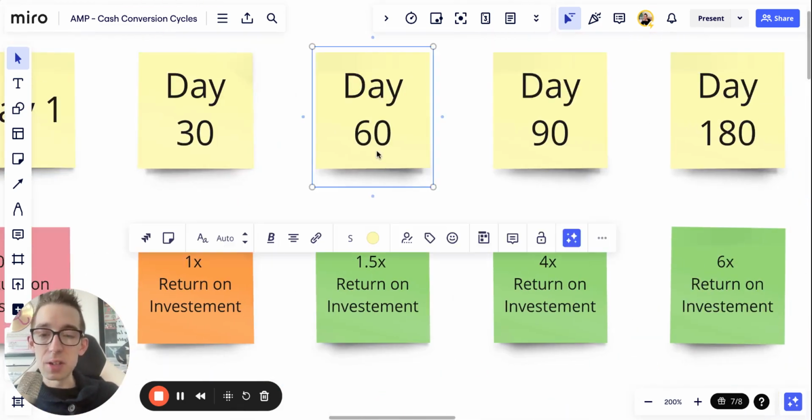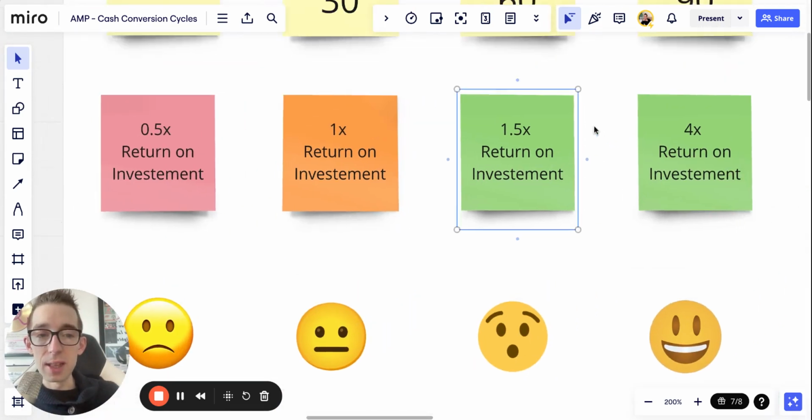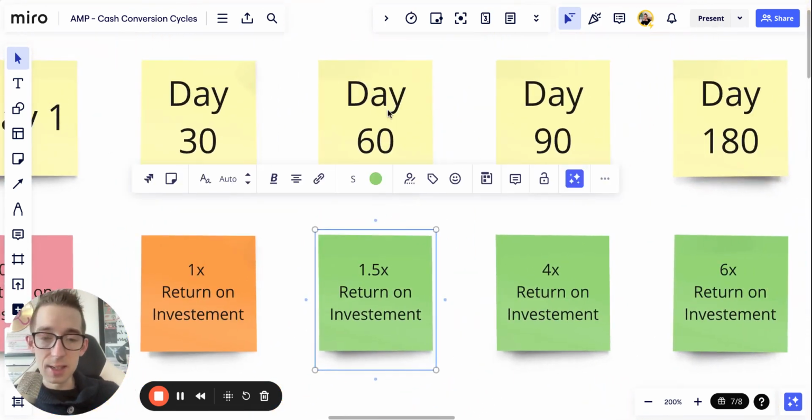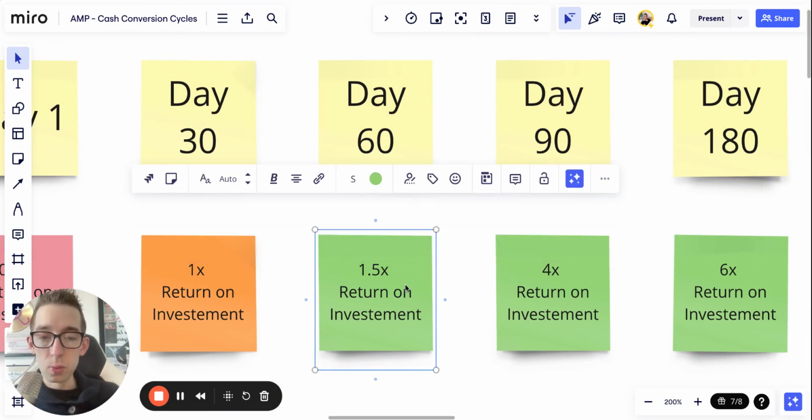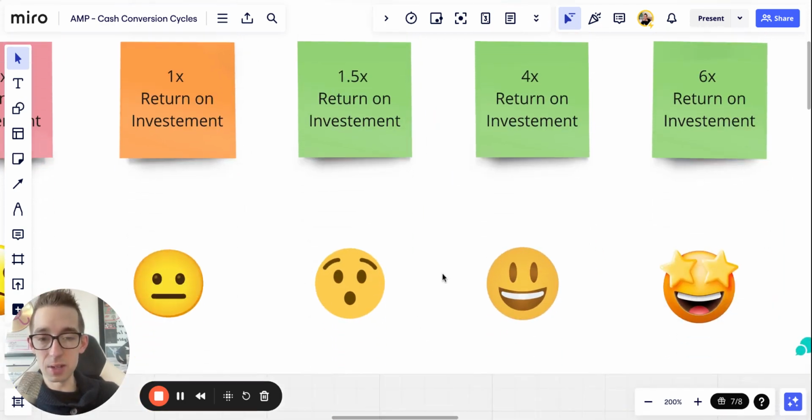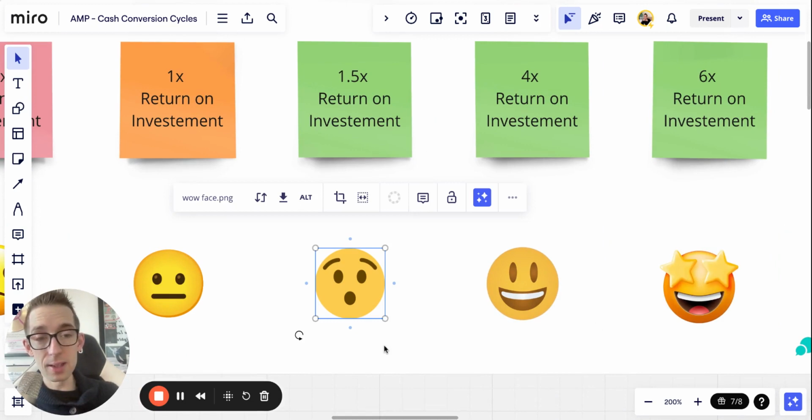Day 60, this is where it starts to get interesting. You notice we've gone from red to orange, and then we're in the green on day 60. So on day 60, we put that $1 in 60 days ago, and now we're at 1.5x. So we put $1 in, and we got $1.50 back. Now, that doesn't sound like a lot, but imagine if you put $100,000 in and you get $150,000 back. Or you put $1 million in and you get 1.5 million back. Or you put 10 million in and you get 15 million back. That's a good return, right, if that's after all your other costs as well. And that's where you start going, ooh, okay, this is getting interesting.